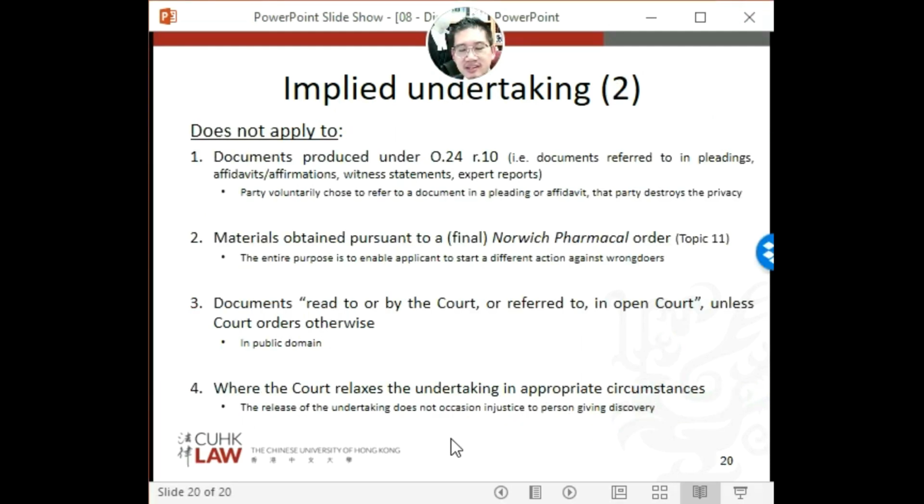There are certain exceptions to this implied undertaking. First, documents produced under Order 24, Rule 10. We will come to this in a later video. Materials obtained pursuant to a Norwich Pharmacal Order. Again, we'll come to this in topic 11. Documents that have been read to the court or referred to in open court, so now they cease to be confidential. They are now in the public domain or deemed to be in the public domain, unless the court orders otherwise. And generally, the court can relax the undertaking in appropriate circumstances.